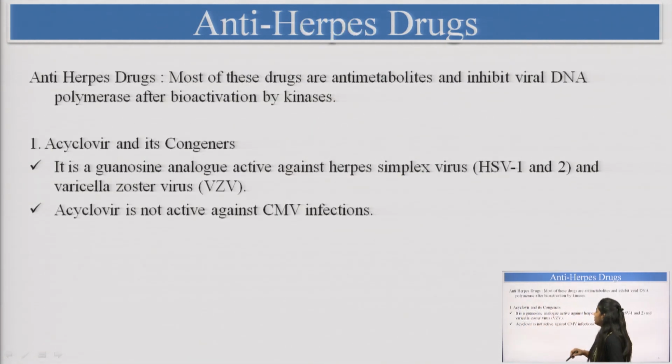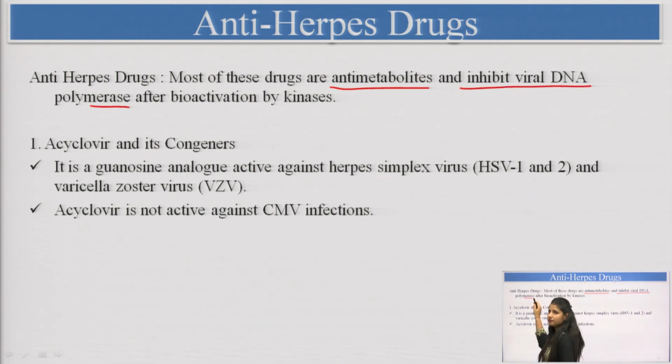Now, see anti-herpes drugs. What we have discussed initially is the steps of viral replication, what the drugs could be, and how they can act on the various steps of virus replication. Now, one of the infections is the herpes infection. For the treatment of herpes infection, we have anti-herpes drugs. Most of these drugs are anti-metabolites and they inhibit the viral DNA polymerase. They need to be activated inside the body by enzymes, kinases.